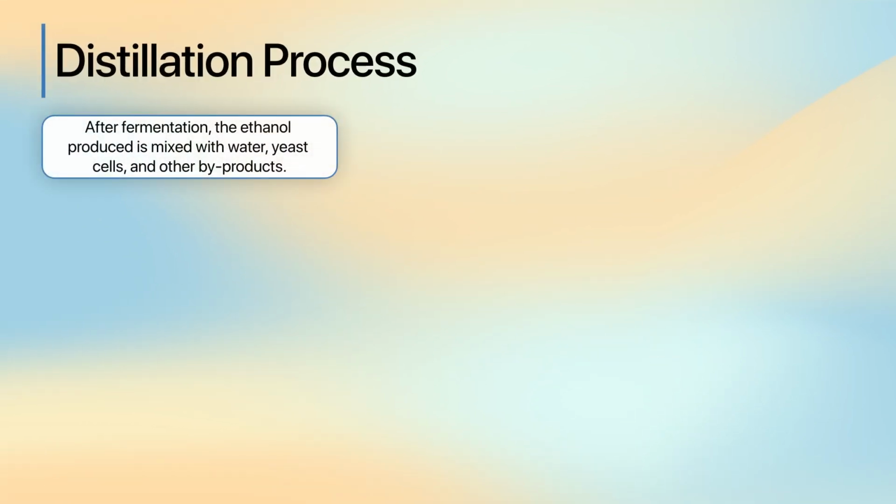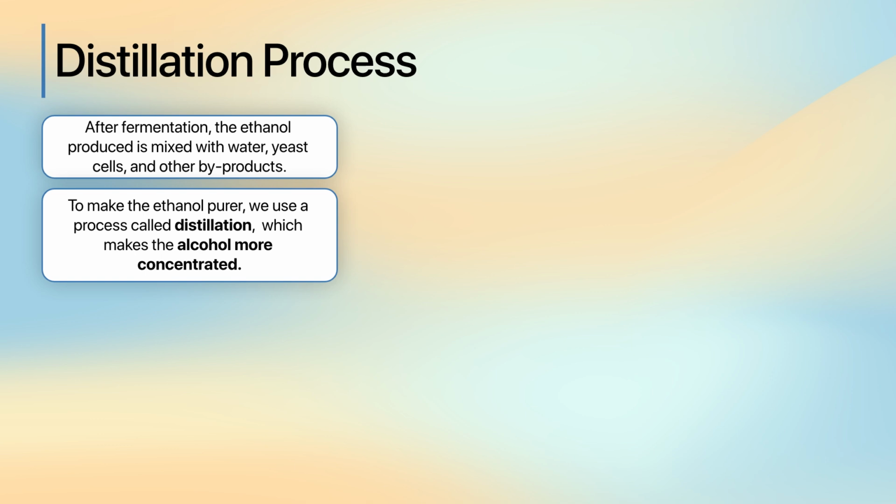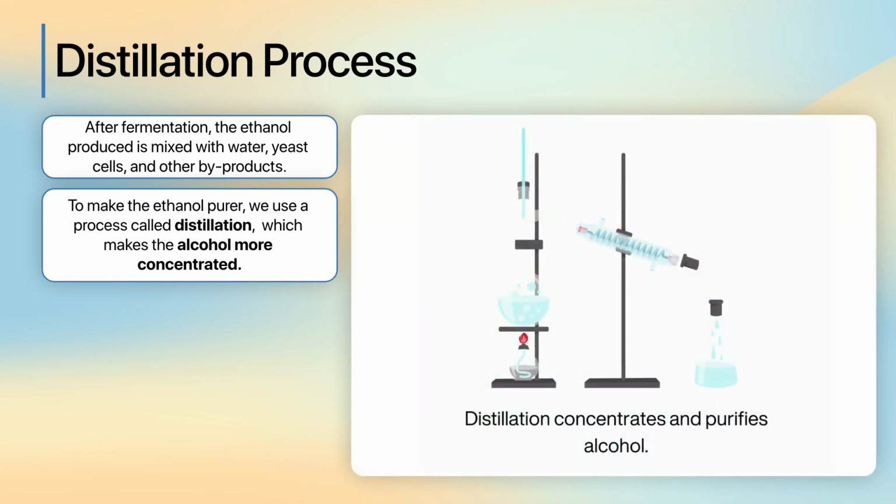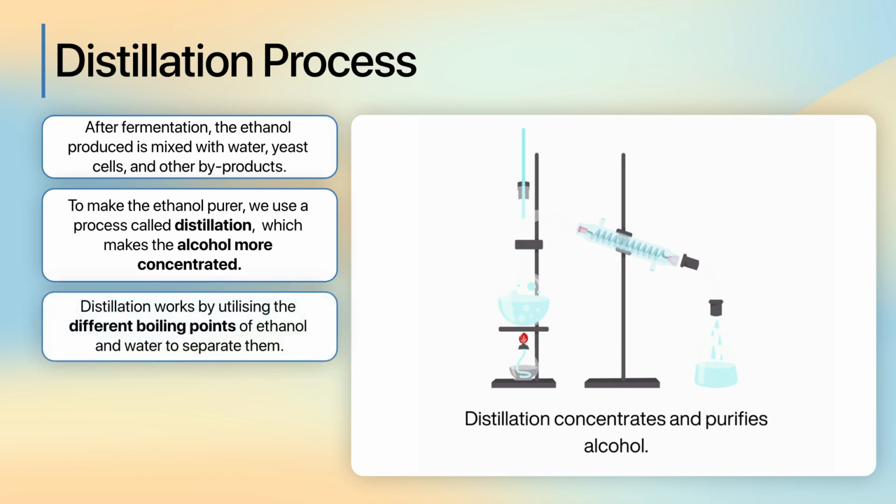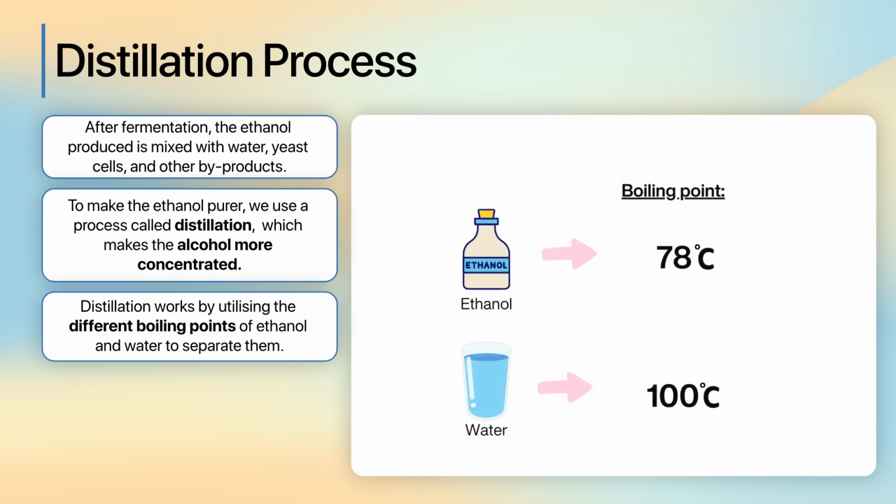After fermentation, the ethanol produced is mixed with water, yeast cells, and other byproducts. To make the ethanol purer, we use a process called distillation. This important step helps us separate ethanol from the other components, which makes the alcohol more concentrated and suitable for different uses. Distillation works by taking advantage of the different boiling points of ethanol and water. Ethanol boils at 78 degrees Celsius, while water boils at 100 degrees Celsius. By using this difference, we can separate ethanol from the mixture effectively.